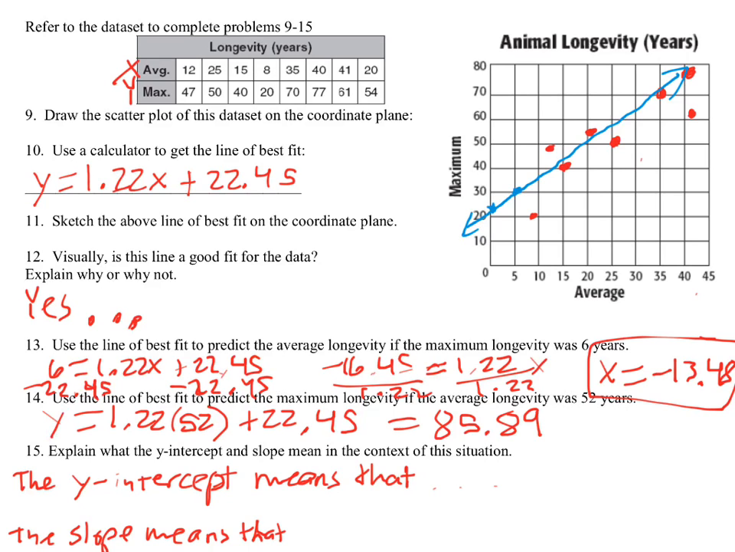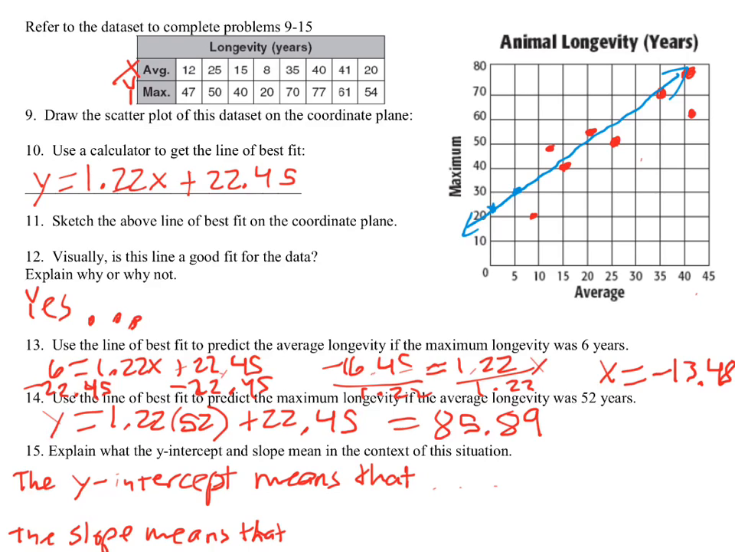And then that brings us to 14. On 14, use the line of best fit to predict the maximum longevity if the average is 52. So this average 52 is an x value. So I can take the 52 and plug it into my equation in for the x spot this time instead of the y. That's why I got this parenthesis 52 there, because I put 52 in for the x. When you compute that and add things up, you'll get 85.89, and that's it.